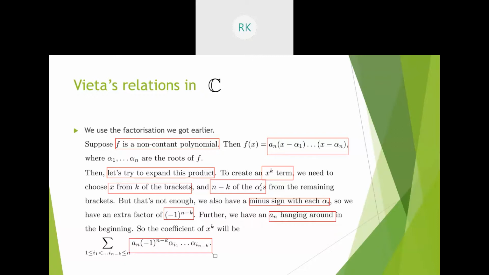And the coefficient is minus alpha i1 into minus alpha i2 and so on up to minus alpha i(n minus k). So when you write it as shorthand, you get minus 1 power n minus k into alpha i1 into alpha i2 up to alpha i(n minus k). But again, there is a leading coefficient a_n in the beginning. Now, we had done this by fixing the positions i1, i2 and so on up to i(n minus k). So just as we did in case of quadratic and cubic, now we have to sum over all possible choices of i1, i2 and so on up to i(n minus k). So this is the expression for the coefficient of x power k.